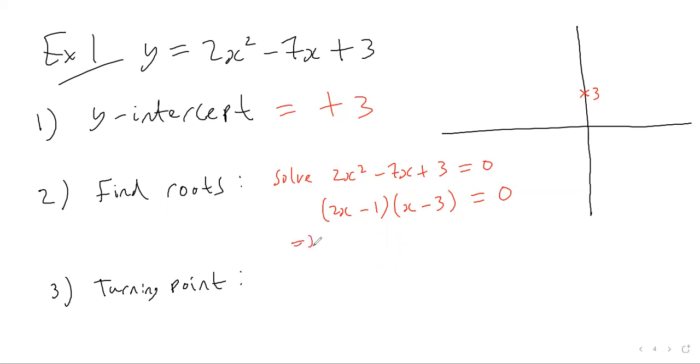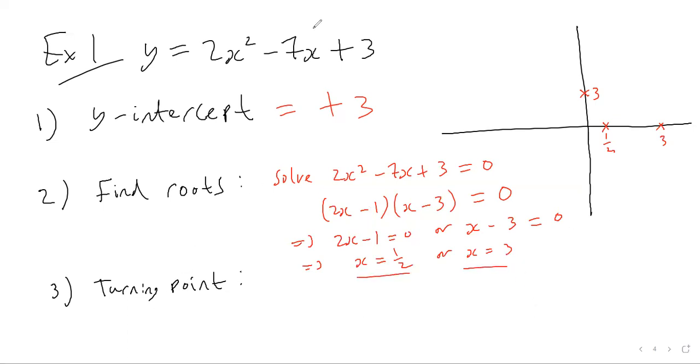And so therefore we can say that the solutions will be as follows. We've got 2x minus 1 equals 0, or x minus 3 equals 0. So we get our two solutions just by solving both equations. We get x equals 1/2, or x equals 3. So we're going to have a root at 1/2, let's just put that there, and we're going to have a root at 3 over there. So great, those are the two roots of the graph.